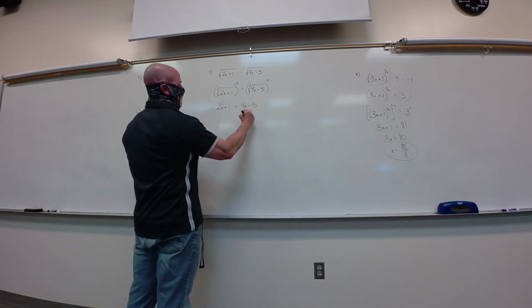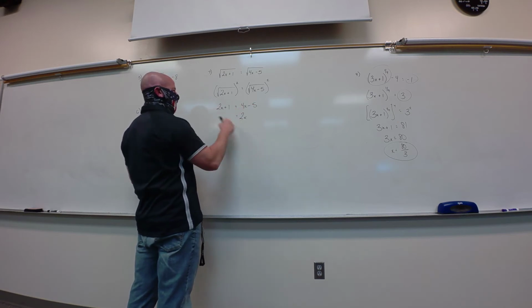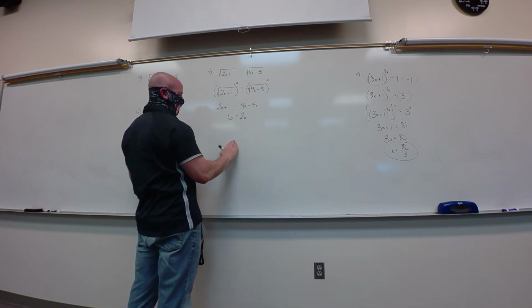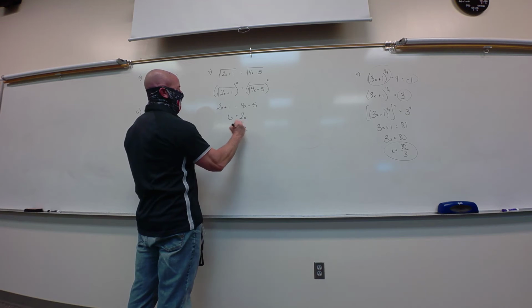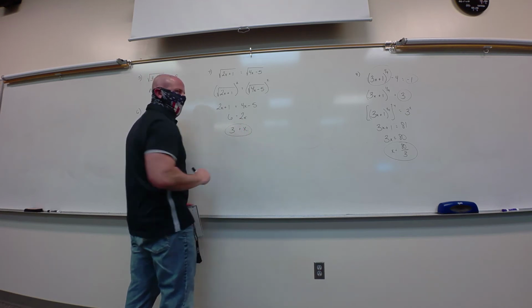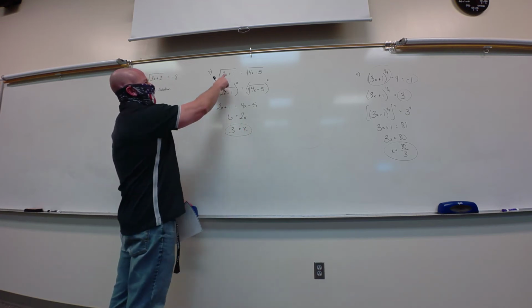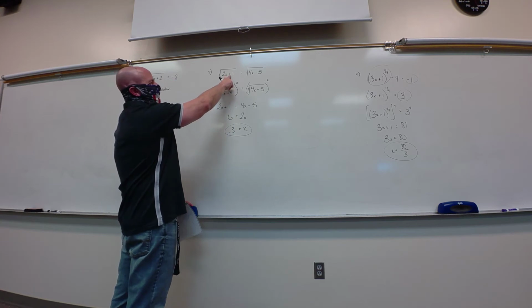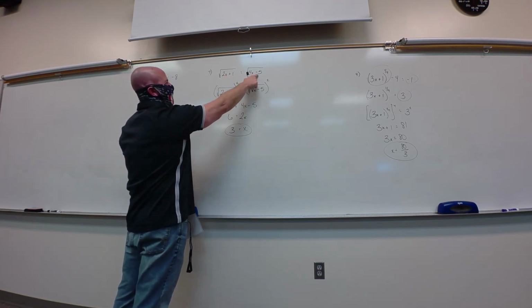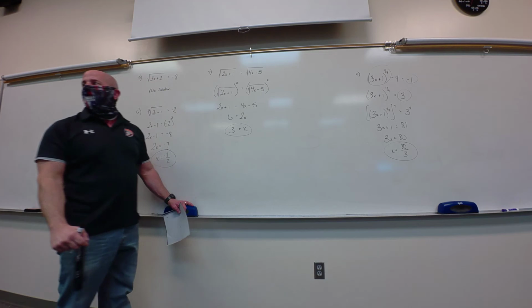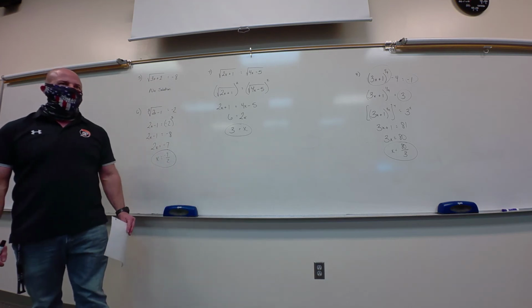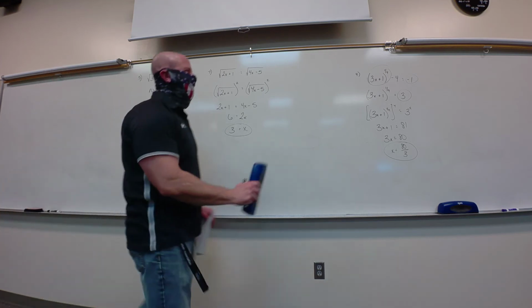So let's see, 2x, bring that over, bring my 5 over, I get 6. And then x is 3. And we can check it. Let's see, 6 plus 1 is 7. 12 minus 5, 7. Root 7 equals root 7. Good working out. So again, we get kind of a different look.